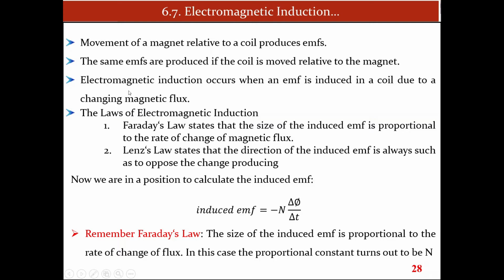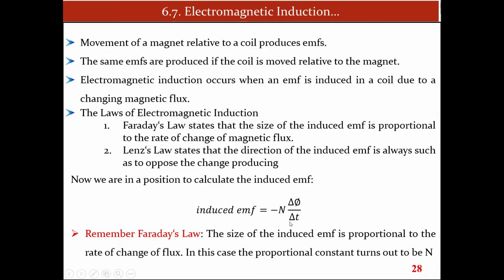Electromagnetic induction occurs when an EMF is induced in a coil due to changing magnetic flux. The main thing we can see here is the change in magnetic flux in a coil. Due to that, there will be a production of current. The law of electromagnetic induction, Faraday's law, states that the size of the induced EMF is proportional to the rate of change of magnetic flux.